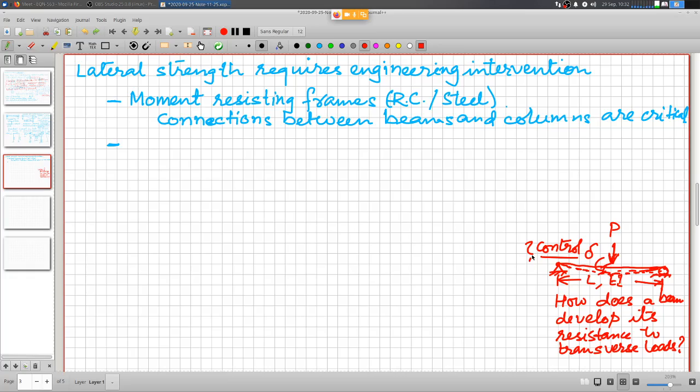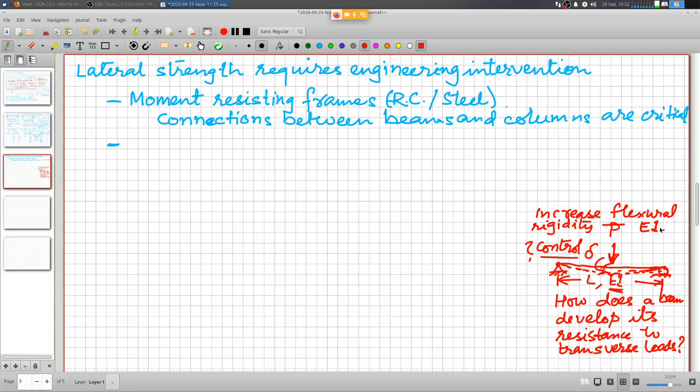So maybe by limiting the span. Span is something that is not in our hand. Then we can increase the I, the moment of inertia. Yes, you increase the moment of inertia, or in other words, you try to increase the flexural rigidity. Make the system more rigid. What you try to do is increase flexural rigidity, right? That is Young's modulus multiplied by the moment of inertia.